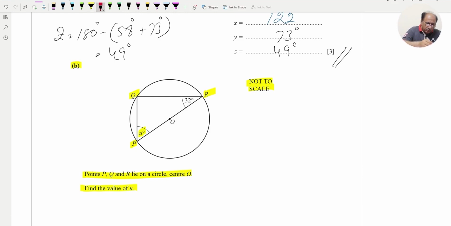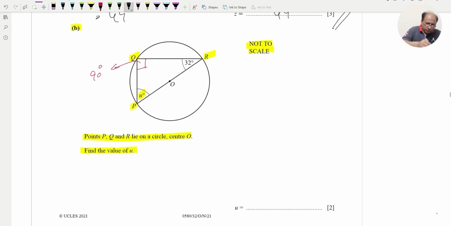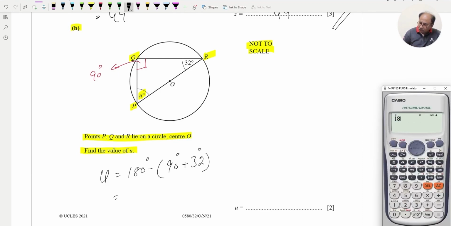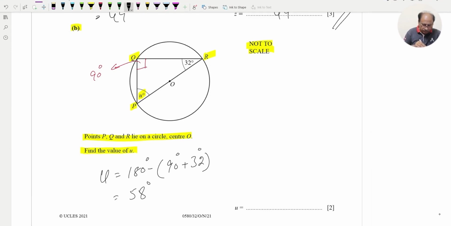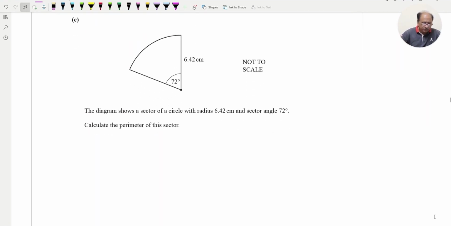This angle is required. We know that the angle in a semicircle is a right angle, so this will be 90 degrees. So we can find U. U is equal to 180 minus 90 plus 32 degrees, and this is equal to 58. So this angle will be 58 degrees, and this is the 2 marks part which we have done.